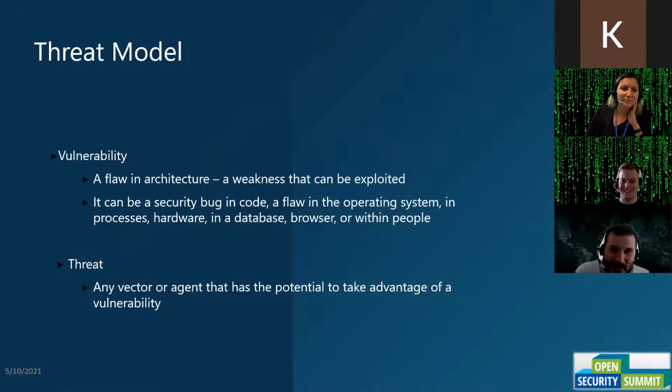A vulnerability is a flaw in architecture. It's a weakness that can be exploited. It can be a security bug in code. It can be a flaw in the operating system, in processes, hardware, database, browser, or within people. A threat is any vector or agent that has the potential to take advantage of a vulnerability.